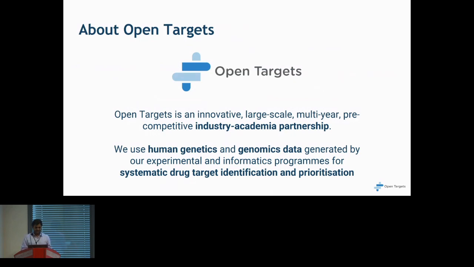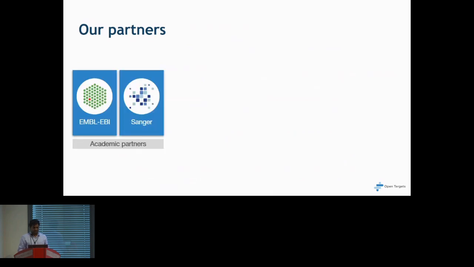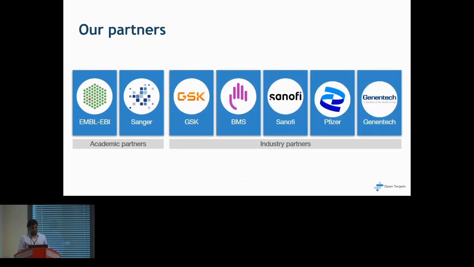So first is our industry academia partnership. We have 7 different complementary institutions. There are two academic institutions, EMBL-EBI and the Sanger Institute. They have expertise in handling life sciences data as well as in generating lots of experimental data. And we have 5 industry partners: GSK, BMS, Sanofi, Pfizer, and Genentech, that bring in the industry perspective of what the pharmaceutical industry is looking for in drug target identification, as well as their expertise in the therapeutic areas.